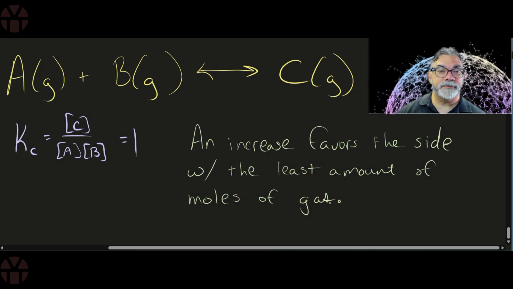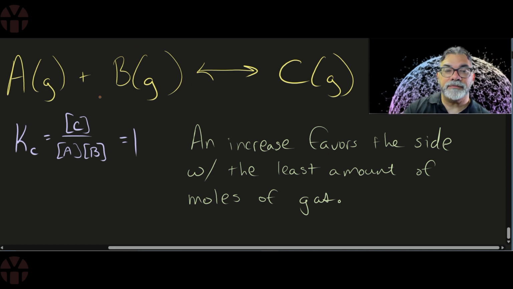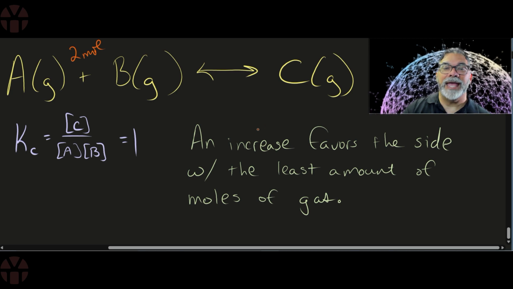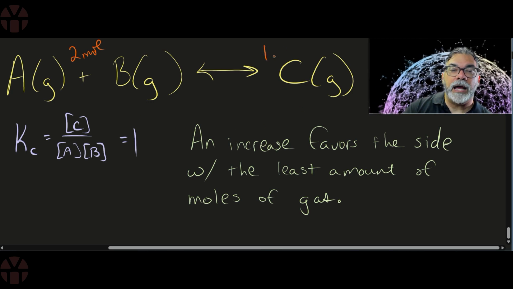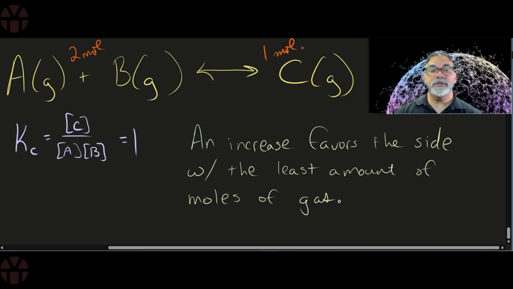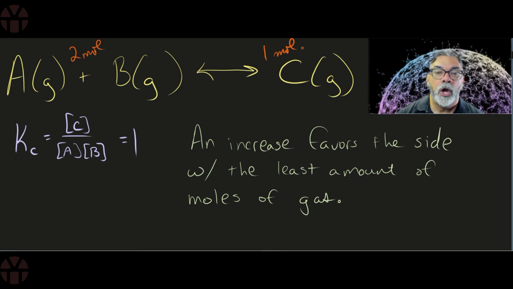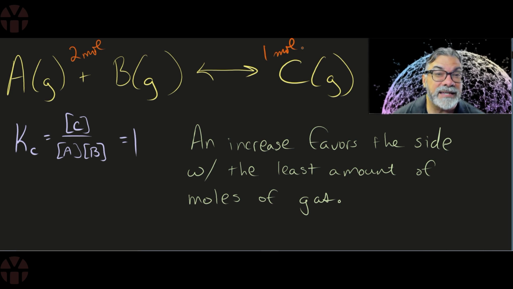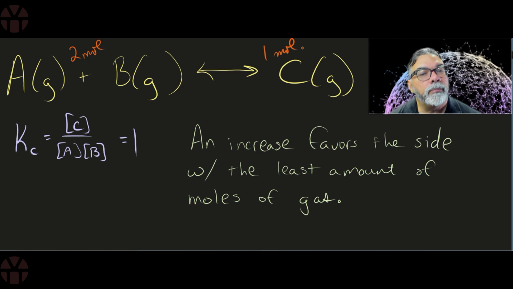So what does this mean? Well, when I look at this chemical equation, what I notice is on the left-hand side, I have a total of 2 moles of gas, right? I have 1 mole of A and 1 mole of B. But on the right-hand side, I only see 1 mole of gas, right? So in this case, if we increase the pressure inside of the container, we're going to favor the side with the least number of moles of gas, or in this case, and only this case, we're going to produce more products.